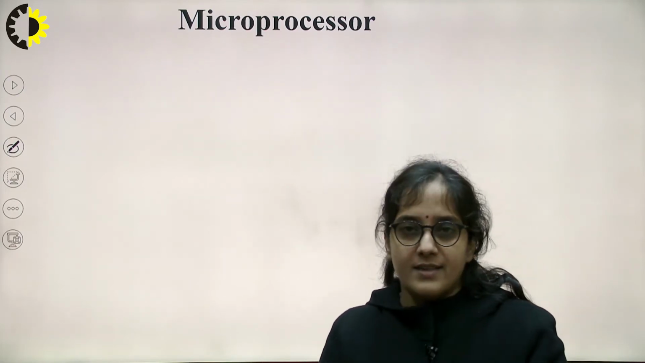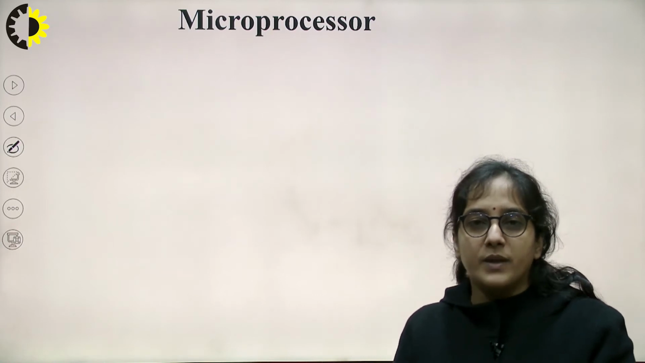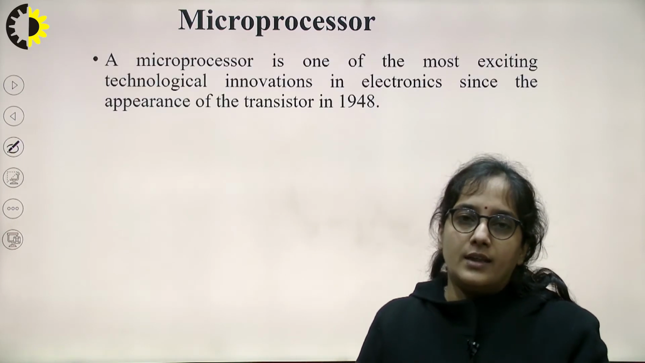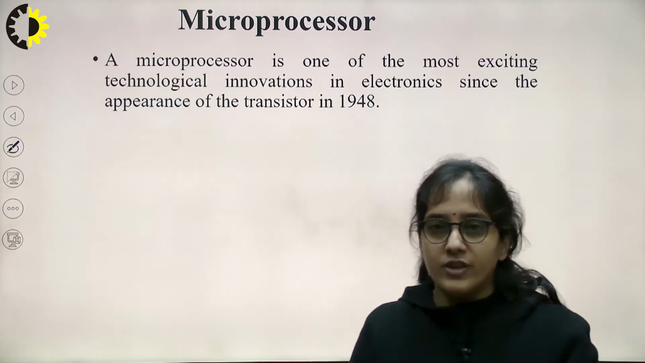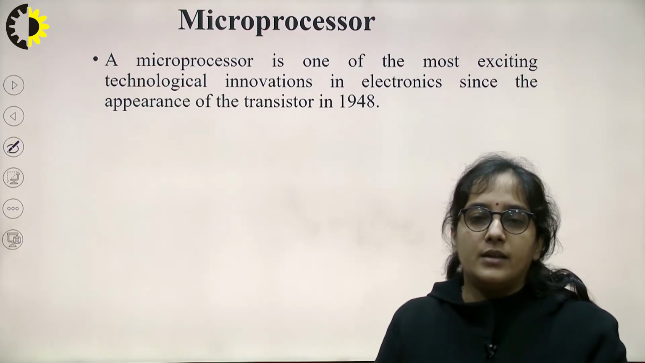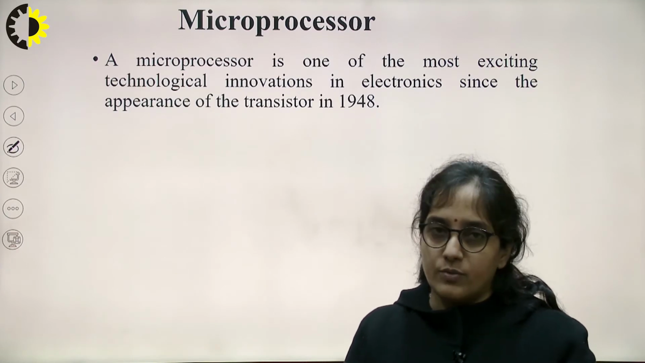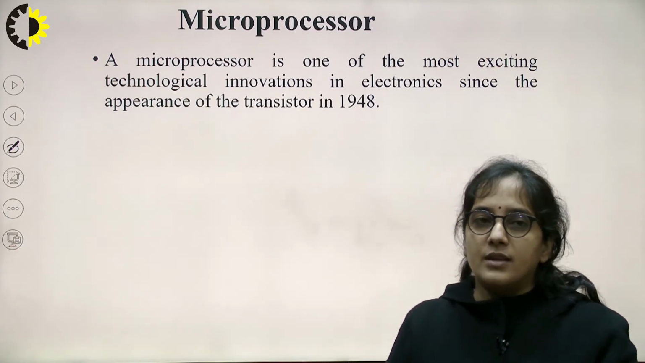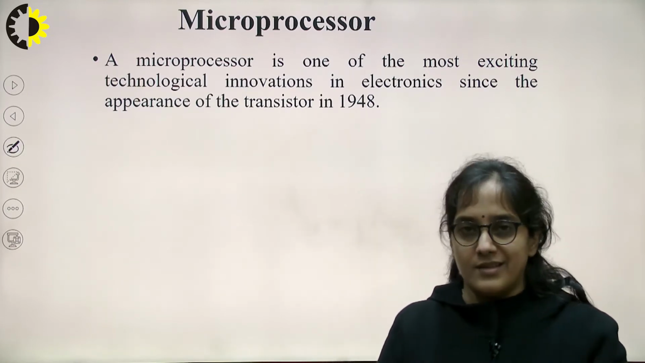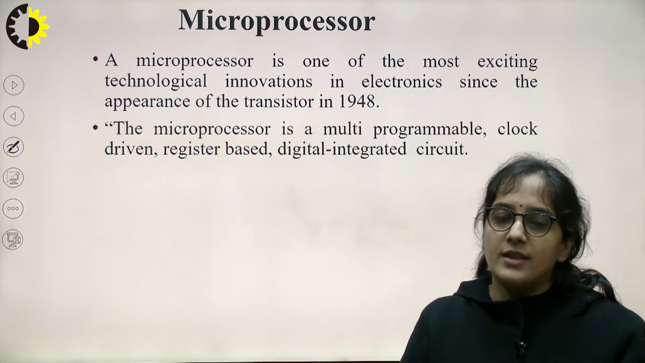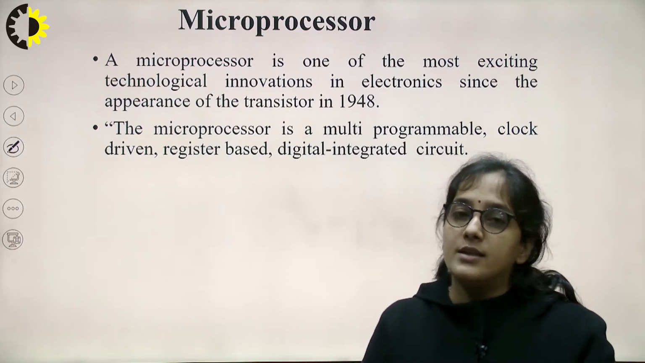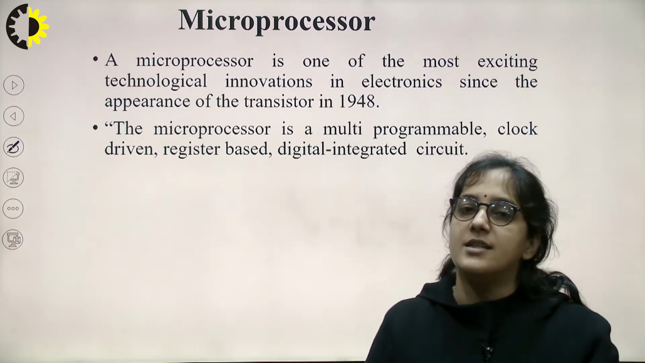And this device came into the picture, or can be used, after the invention of the transistor in 1948. So, the transistor first appeared, then using these transistors, that is BJT and NMOS devices, we got the microprocessor. As I told you, it evolved after the evolution of the transistor. And the definition is, it is a multi-programmable, clock driven, register based digital integrated circuit.